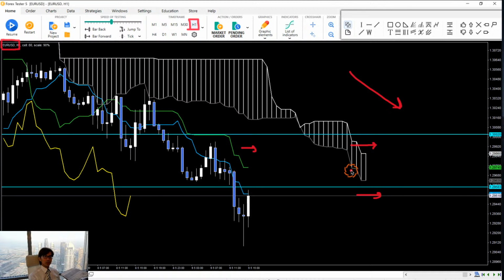So usually I wait until the 1 hour chart also goes down. That means I wait until the Kumo points downwards and also the Kijun-sen points downwards in the 1 hour chart or 30-minute time frame.